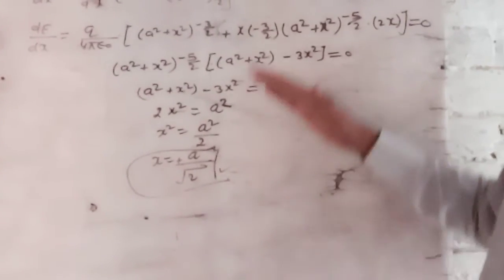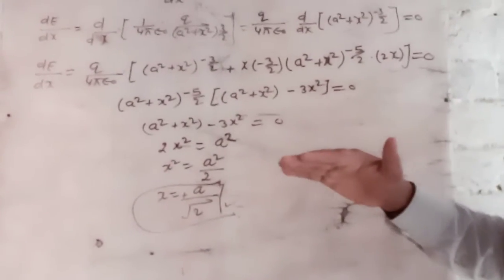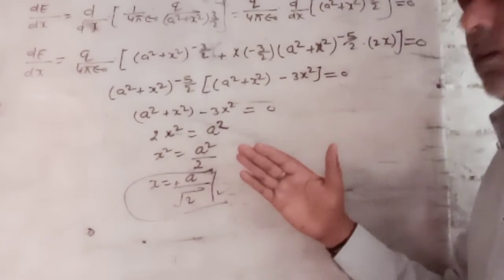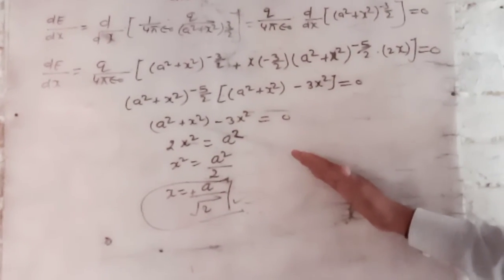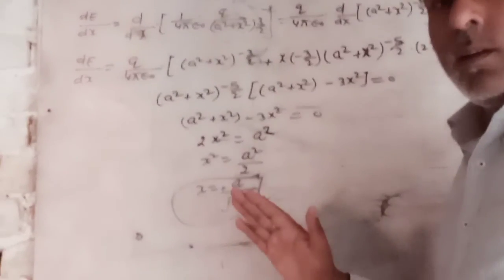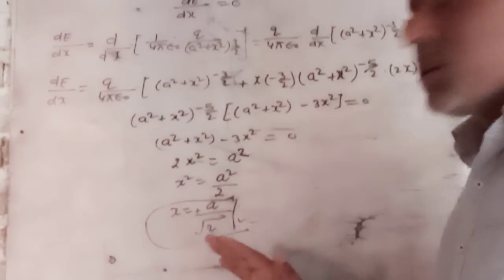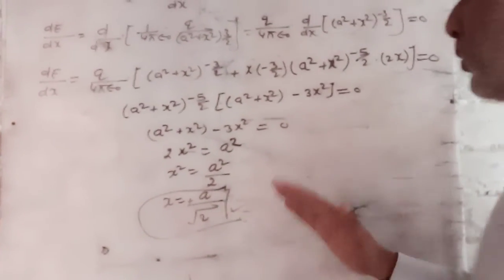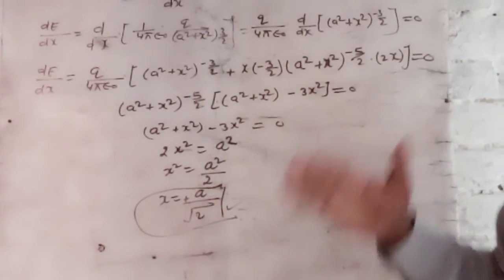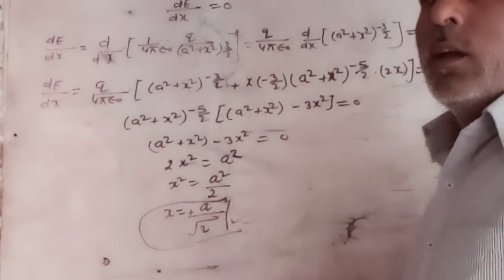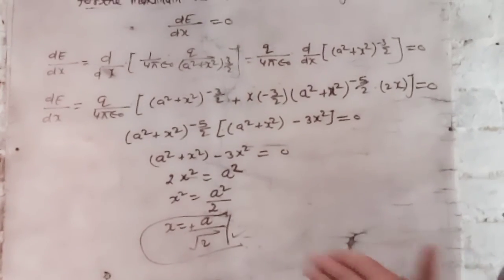So we say the maximum value of field intensity due to the uniformly charged ring is at a point at a distance equal to a by under root 2, that is 1 upon under root 2 times the radius of the ring.